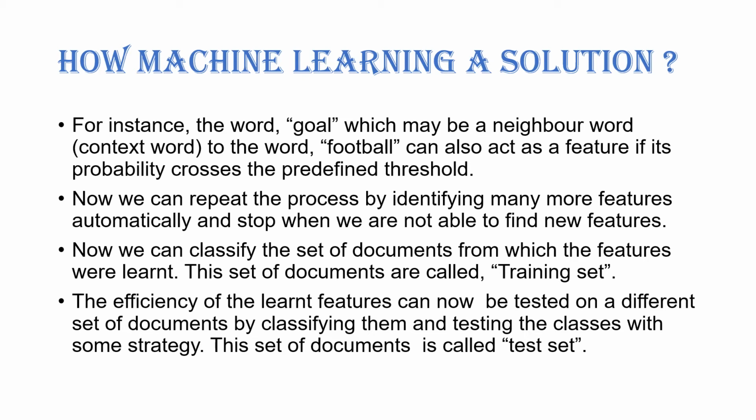Now we can calculate how many times football and goal have co-occurred together, and we can calculate their probability. If it is really high, we can set a threshold, like a threshold of 0.5 probability. Those pairs of words which cross this threshold can be taken as a feature. So we can iteratively do this again and again for the entire training set till we don't come across any new feature.